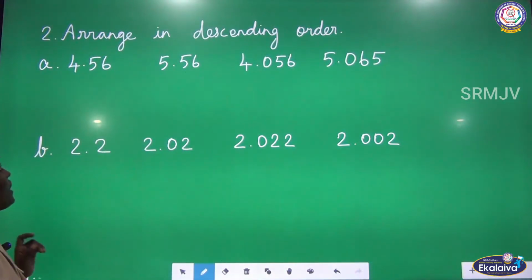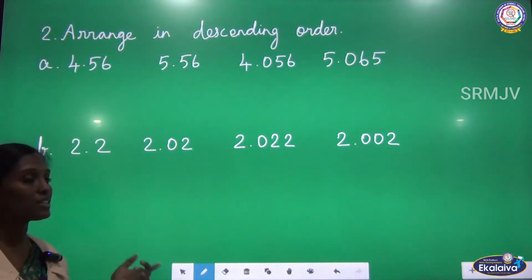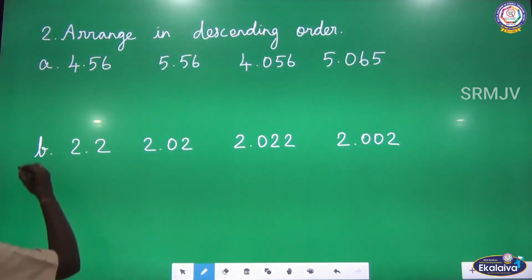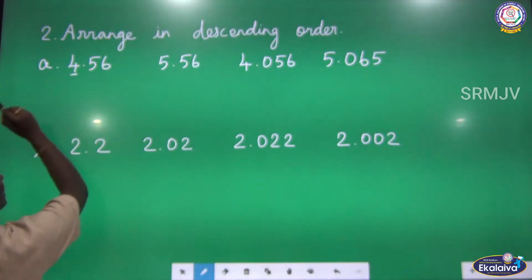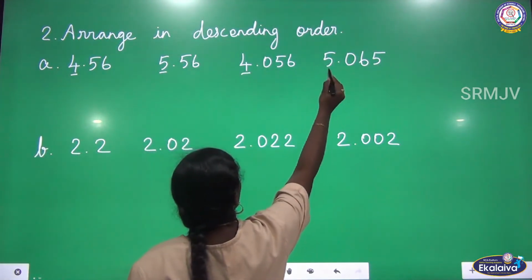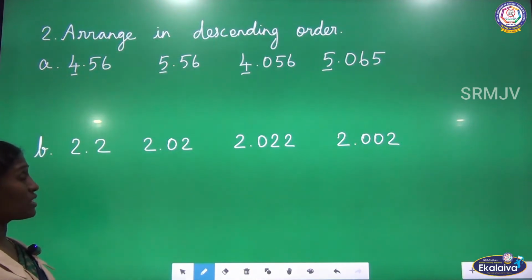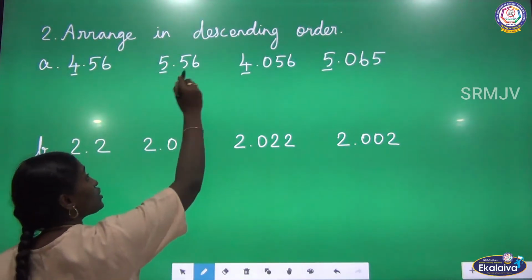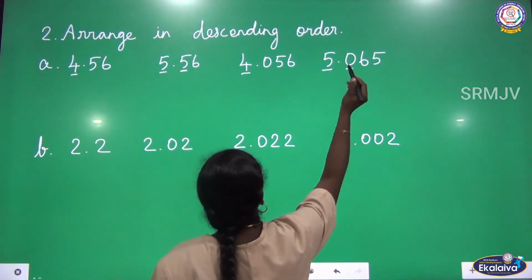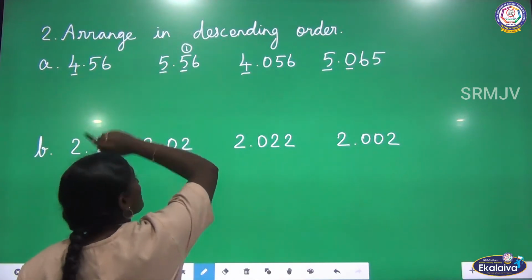The next one, arrange in descending order. Descending order means we are going to arrange the given decimals from greater to smaller. What is the first step? We have to check the whole number part in the given decimals. 4, 5, 4, 5. So 5 is greater, but in two decimal numbers 5 is there. So in these two decimal numbers alone we are going to check the first decimal place. Here 5, 0. So this is the greater number.